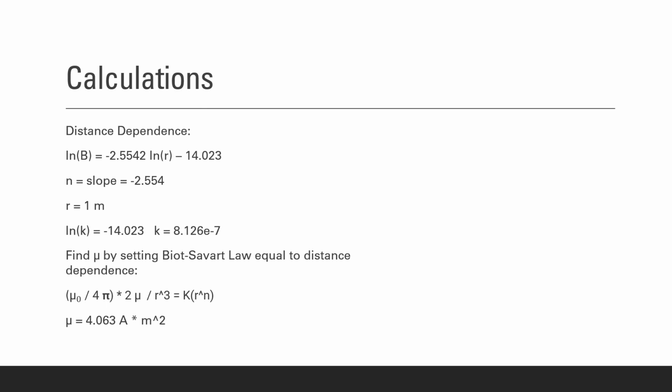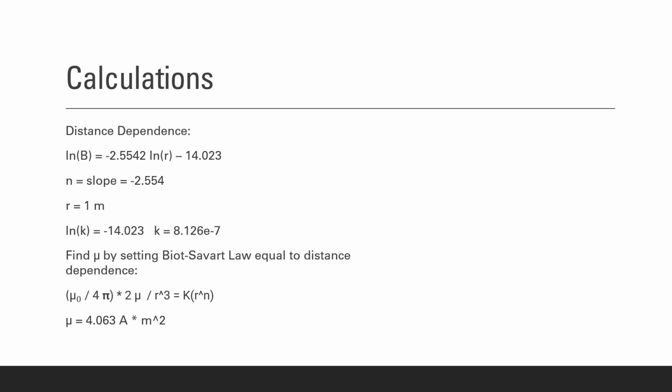So for the calculations from the distance dependence equation, we were able to set up the distance dependence equation, and from there we found that n is equal to the slope, which is approximately negative 2.55. The distance r in our experiment was 1 meter, and then by isolating k in the natural log value, we were able to find that k is 8.126 e to the -7.